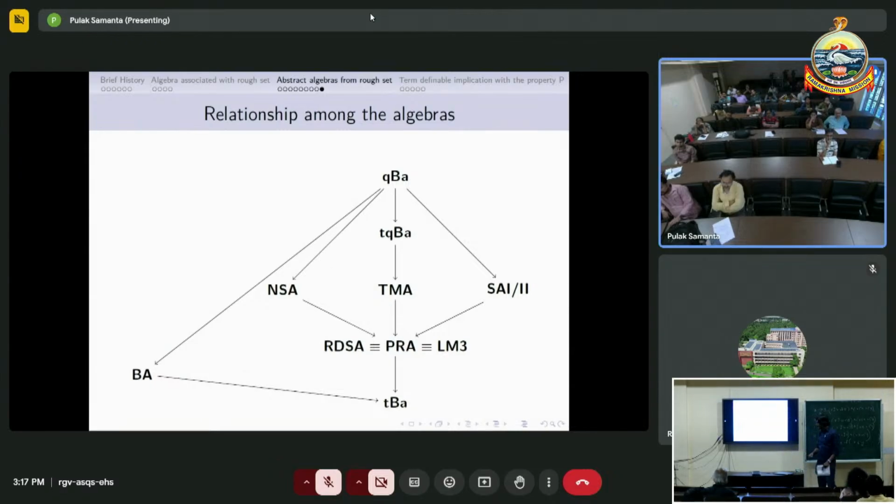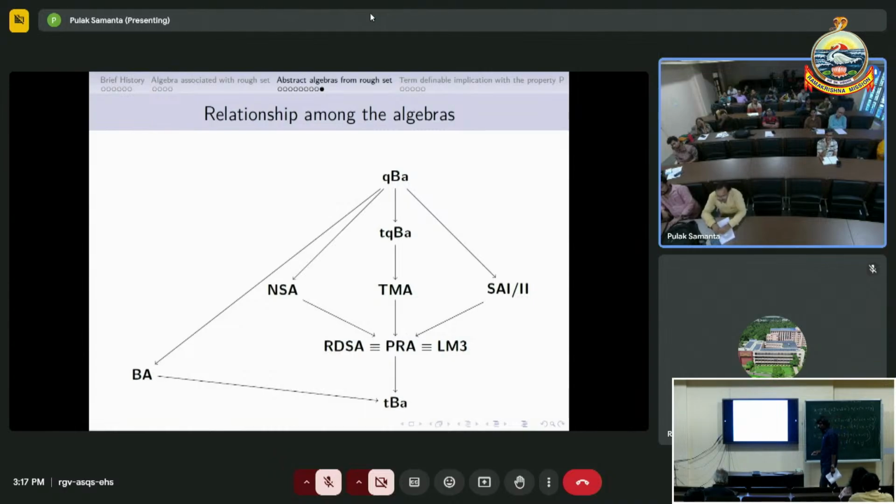So this TMA was proposed by A. Monteiro, I think in the 70s. From there they were trying to search for one term definable implication operator that is going to satisfy the property P. But recently we have observed that yes, in TMA also we have achieved one term definable implication which is going to satisfy the property P.